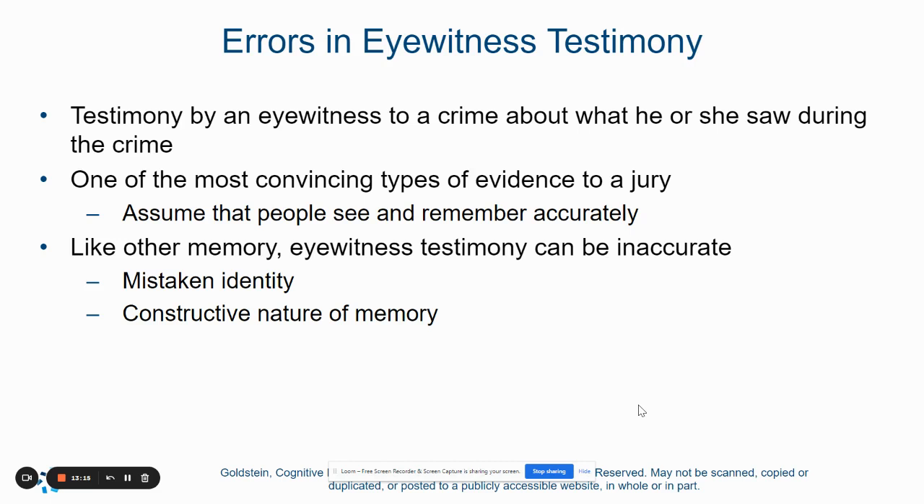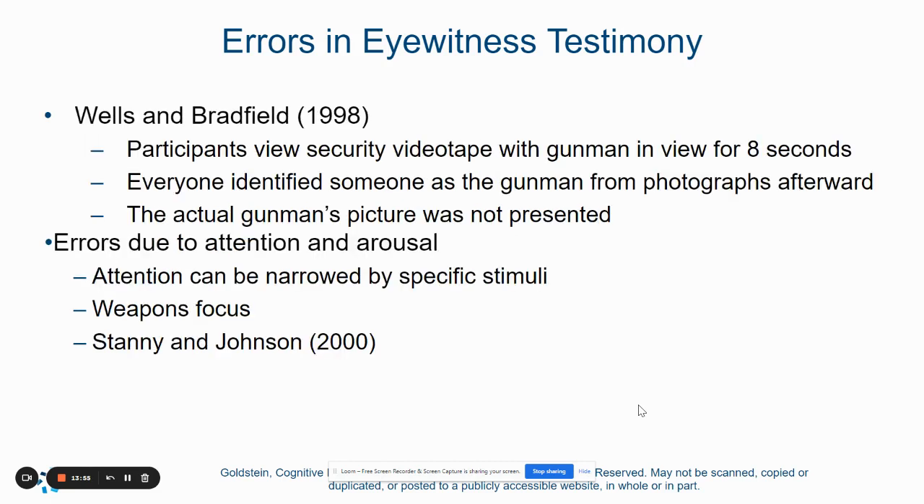We can also have errors in eyewitness testimony. And we know that eyewitness testimony is primarily used in legal situations. That's where we've got testimony by an eyewitness to a crime about what he or she saw. And eyewitnesses are necessary. We need them to corroborate a victim's story. And sometimes we need them, especially if there's no video evidence. But one thing that we've learned is that people assume that what they see, they are able to remember accurately. But eyewitness testimony can be inaccurate. We can mistakenly identify the wrong person, like in the video you'll see this week. We can also have false memories.